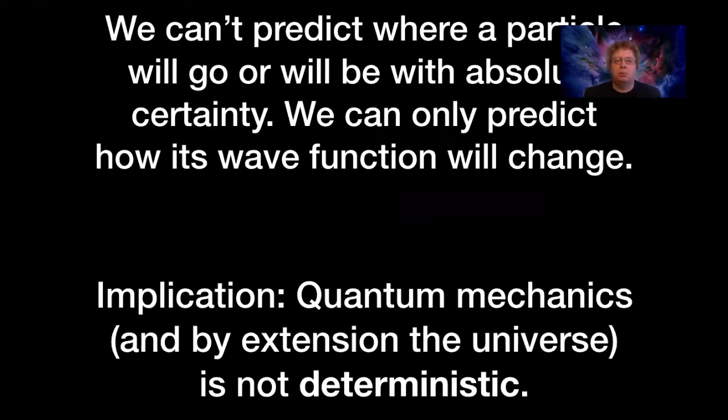So we can't predict where a particle will be or where it will go with absolute certainty. The only thing we can predict is how its wave function will change. So the implication of this is that quantum mechanics, and by extension the universe, is not deterministic. We can't make a theory, we can't write down an equation that will describe the evolution of the universe forever perfectly. All we can know are the probabilities involved. So don't worry, that may mean that we actually do have free will.